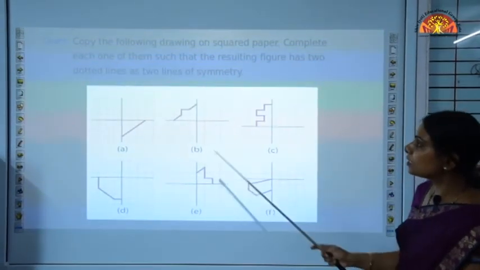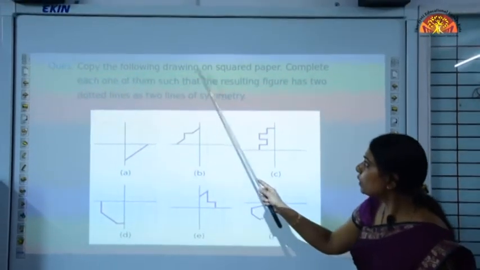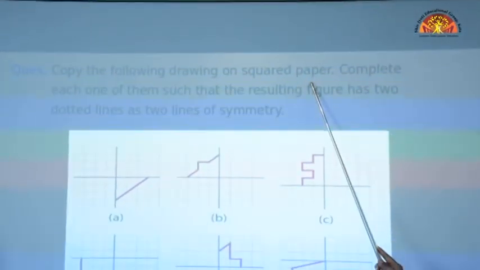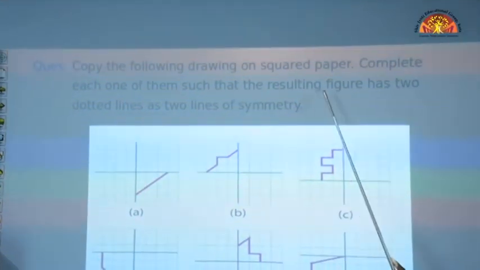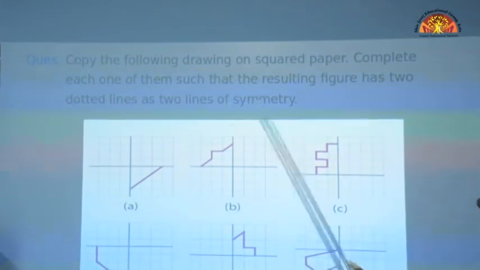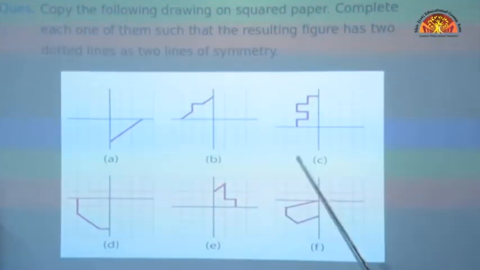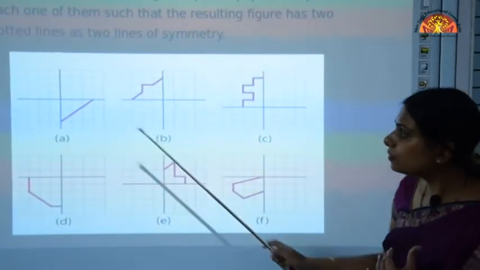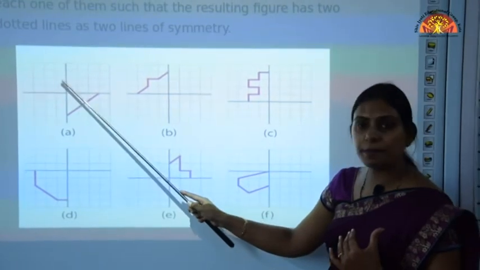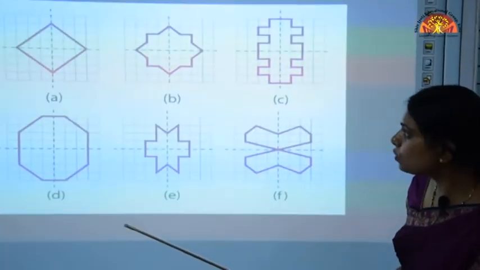Now children, you can just see this question and practice. Copy the following drawing on squared paper, and complete each one of them such that the resulting figure has the 2 dotted lines as 2 lines of symmetry. So children, 6 figures are given to you. On a square grid paper, you can draw the symmetrical shape as per the given. How the shapes will be drawn, you can see in the answer over here.